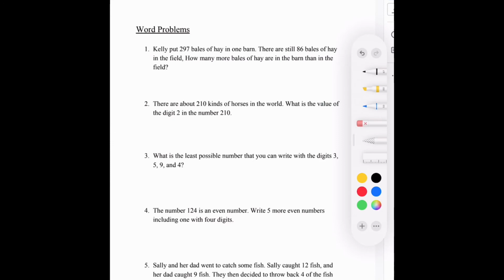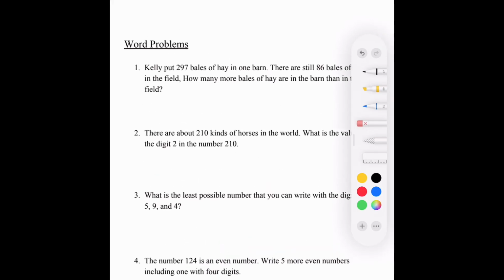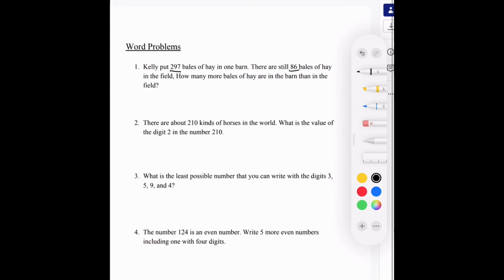The first question asks, Kelly put 297 bales of hay in one barn. There are still 86 bales of hay in the field. How many more bales of hay are in the barn than in the field? So the two numbers in this word problem are 297 and 86. Those are the two most important parts of this word problem. So first we write 297 bales of hay. And then there's 86 bales of hay in the field. So 86, and it asks how many more bales of hay are in the barn than in the field. So this is the barn, and this is the field.